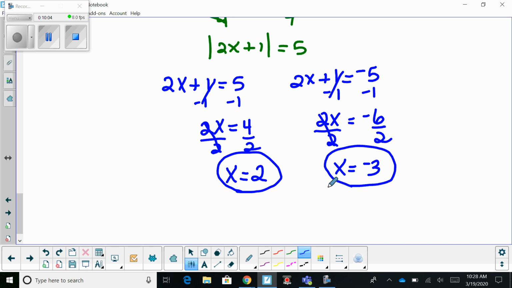Be very careful that you always have to set the absolute value expression to both the positive and the negative. That's the most common mistake. Every absolute value equation should have two answers.